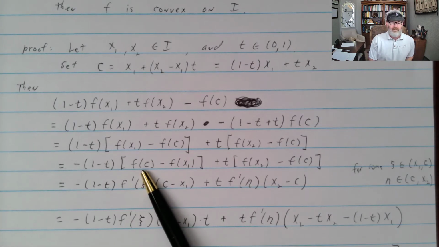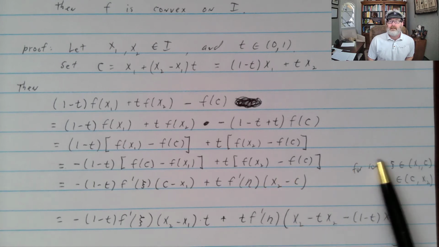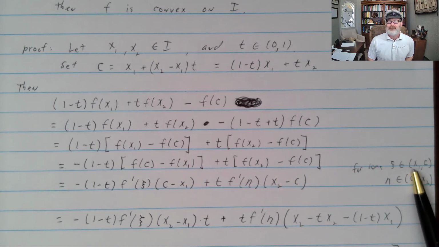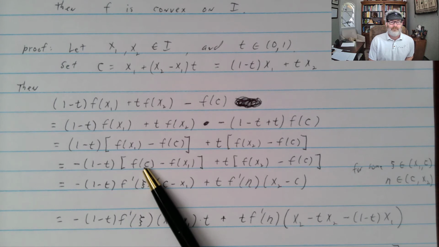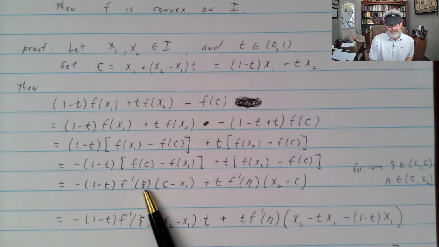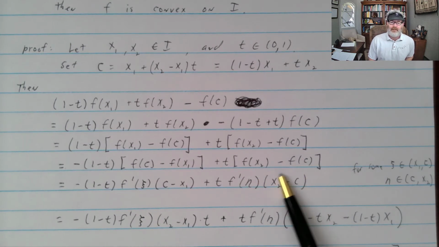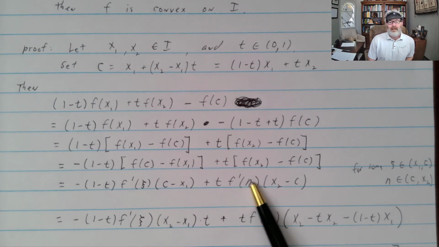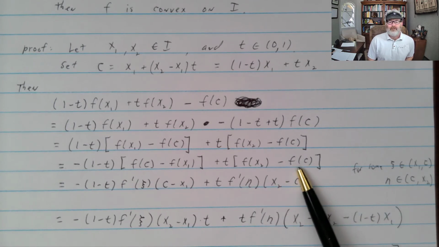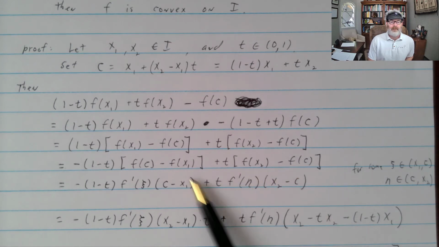So I'm going to replace this f of c minus f of x1 with f prime at some point in between x1 and c, in this interval. So f of c minus f of x1 will equal f prime at some point times c minus x1. And similarly, f of x2 minus f of c will be f prime at some point in that interval from c to x2 times x2 minus c. So I use the mean value theorem to replace each of these with that.